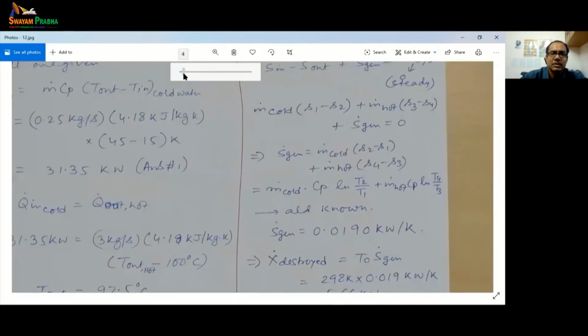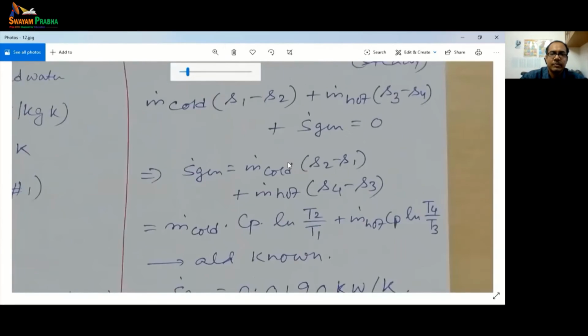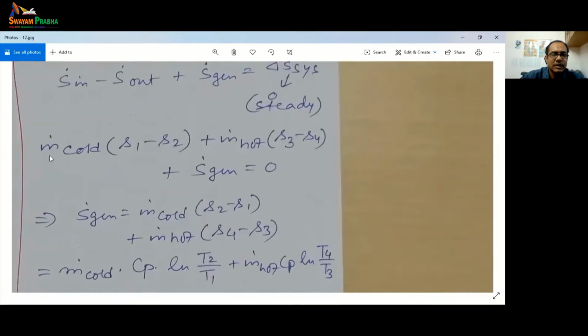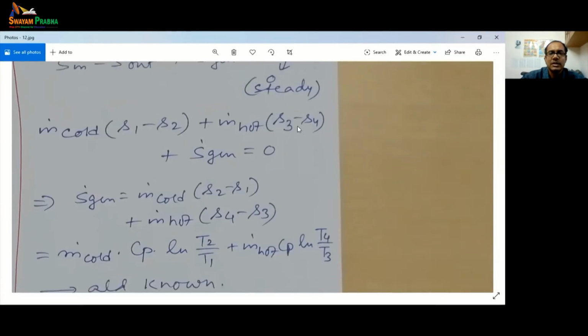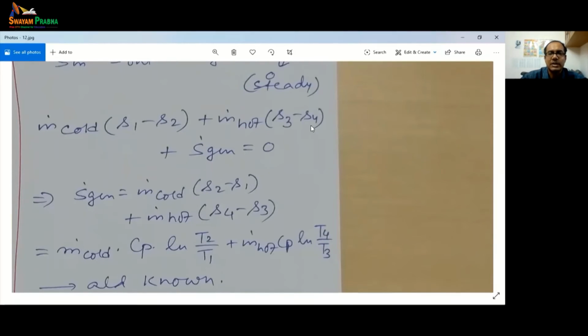Okay, let's zoom it. So now you see that this m dot cold, now change in entropy or specific entropy is S1 minus S2 for the cold stream plus m dot hot, that means the hot water flow rate multiplied by S3 minus S4, that means the change of specific entropy between points 3 and 4 for the hot stream, plus the S dot generation will be equal to 0.